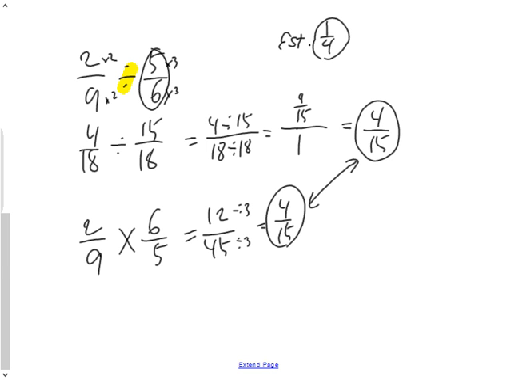Now, alternatively, you could have divided through cross reduction. 6 over 9. If I thought about what 6/9 was, I could reduce that to lowest terms, which would be 2 over 3. And when I multiplied my new numerators, I would have got 4. When I multiplied my new denominators, I would have got 15. Reducing before you multiply as opposed to after.